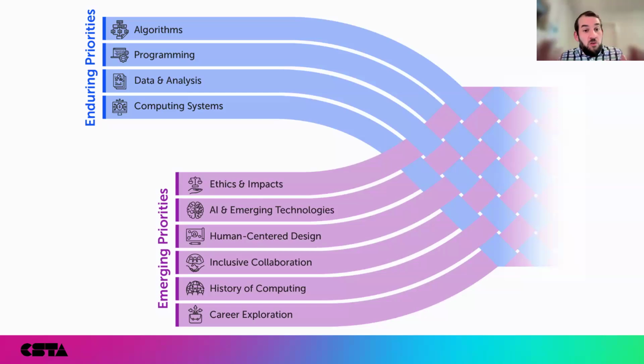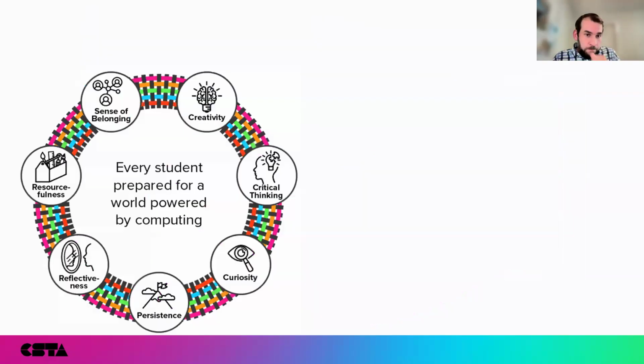Next, I'm going to show the structure of the standards and how these priorities are put into the standards. And there are three main components. There's the concepts or the knowledge the students develop. The practices are the skills and the behaviors the students develop. And the dispositions are the habits of mind the students develop.